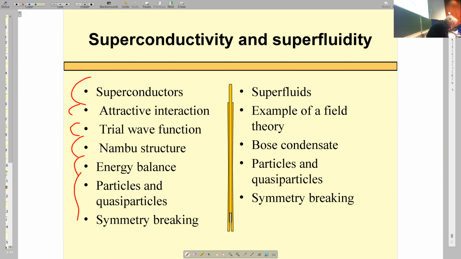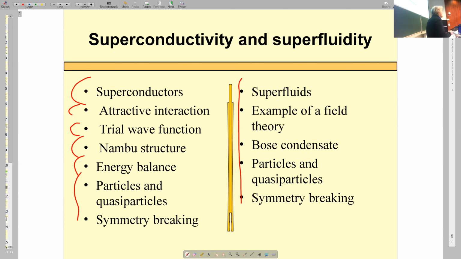After that, we will talk about the results, about excitations on the background of the state. We establish a new ground state, a new vacuum. There must be excitations. We will look at excitations, particles and quasi-particles in a superconductor.